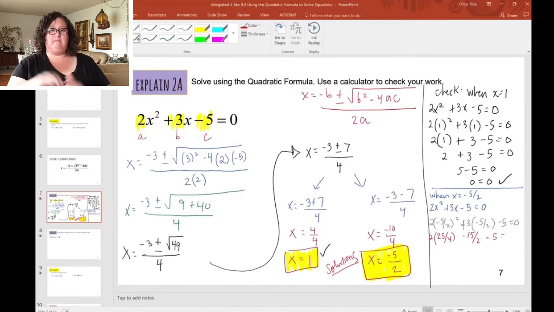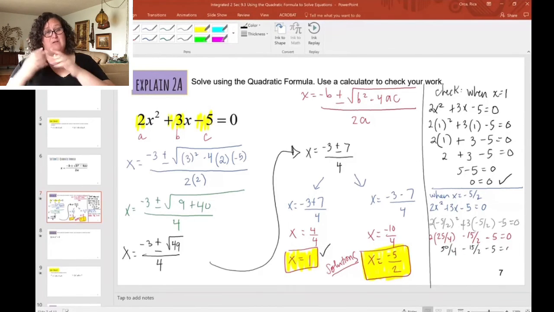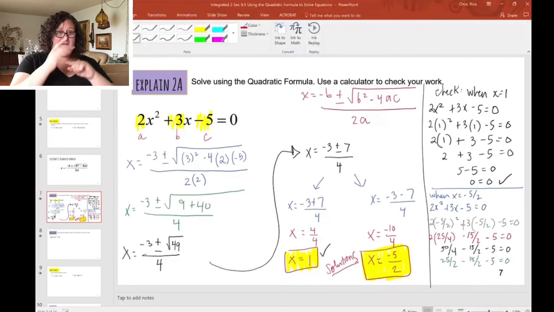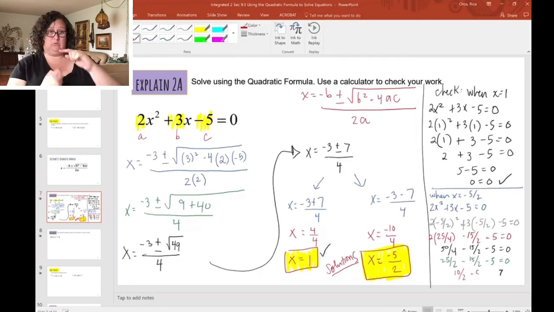Minus 5 equals 0. 2 times 25 fourths, that is 50 over 4. Minus 15 halves minus 5 equals 0. So class, I'll go ahead and reduce 50 over 4 so that we have a denominator of 2. 50 over 4 is 25 halves minus 15 halves minus 5 equals 0. Now we have 25 halves minus 15 halves, which is 10 over 2 minus 5, and it's supposed to equal 0. So 10 over 2 is 5.